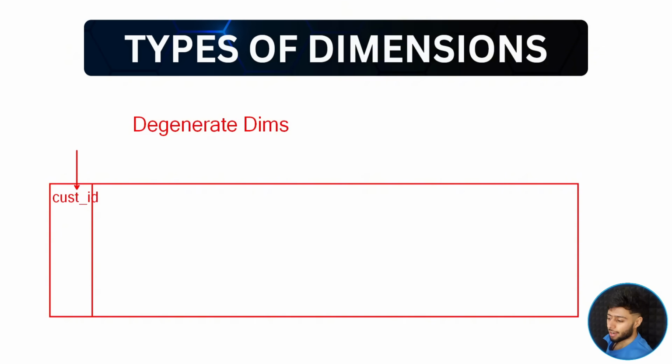What will you do with this ID? Yes, you can create a customer ID dimension separately, but you will just get the customer ID. So when you create these kinds of dimensions, they are called degenerate dimensions because they just have the information for the ID, but nothing else. Yes, it is adding context to the fact table, but you do not actually have the related information for the customer ID. So these are called degenerate dimensions.